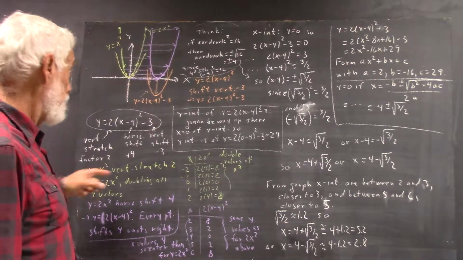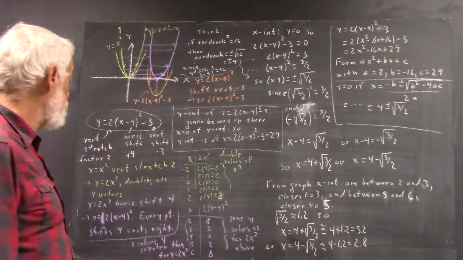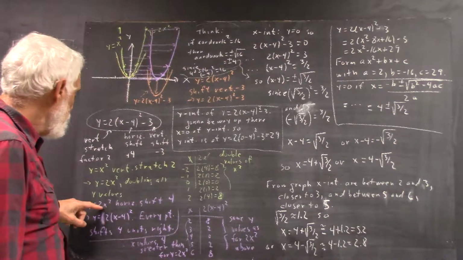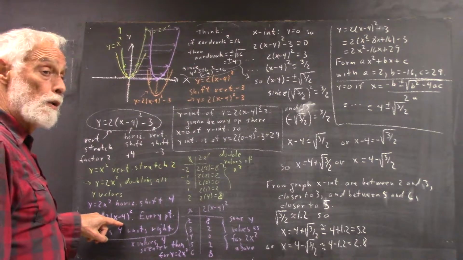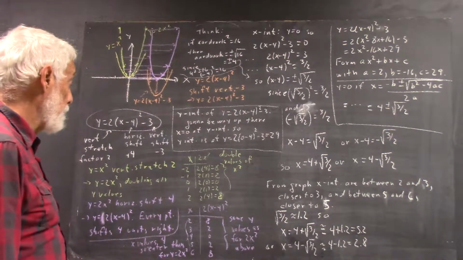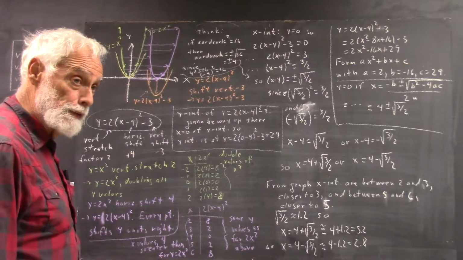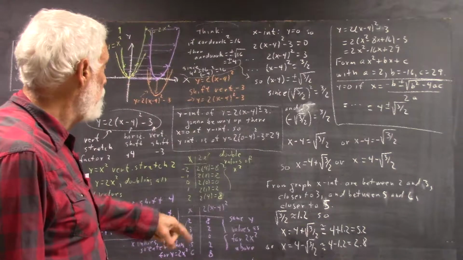Okay, now the rule is just, if you replace x by x minus 4, everything shifts 4 units to the right. So the 2x squared graph will shift 4 units to the right to give you the 2 quantity x minus 4 squared graph, and that's what we've depicted already. You don't have to understand this. It's a little hard to understand, but it's accessible. But if you want to, there it is.